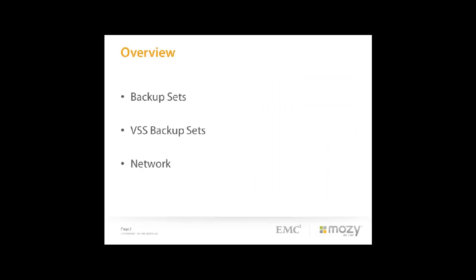So just a quick overview of today's session. First we're going to be looking at backup sets: what they are, what they do, and how they can help you when you're backing up your servers. Then we're going to look at VSS backup sets, the advantages of using VSS backup sets when backing up certain databases and servers, compared to selecting them in the file system tab, and why it's better to use VSS backup sets. And then we'll be looking at network shares: how to add a network share, and the requirements for adding and using a network share.